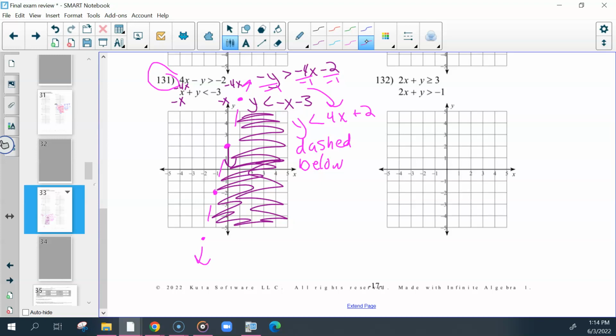The other one, y is less than negative x minus 3, would also be dashed and shaded below. So this would start at negative 3. Our slope is negative 1, so I can go up 1, left 1, as many times as possible, and down 1, right 1, as many times as possible. It's dashed, but I'm just going to leave it as dotted because it would look too messy to do that. And below would be underneath the y-intercept.